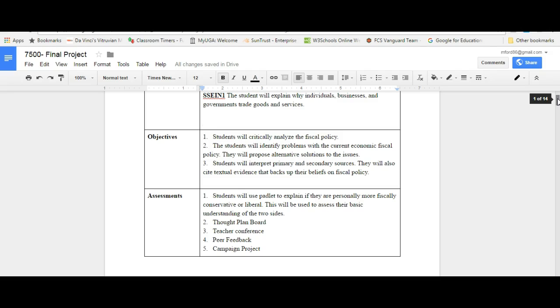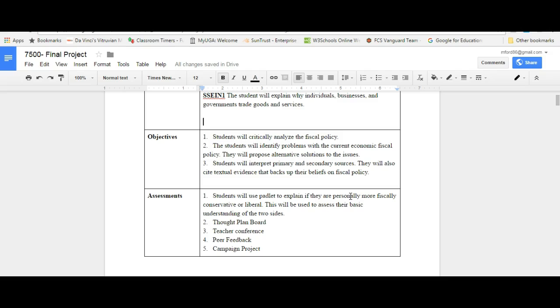They identified the problems as well as proposed alternative solutions, and because we did a lot of research on this, they were also interpreting different sources. So I used several different assessments for this. I used Padlet, which is an online tool that works almost like a post-it note or bulletin board, to get a basic understanding and assess whether the kids understood fiscal conservatives or fiscal liberals.